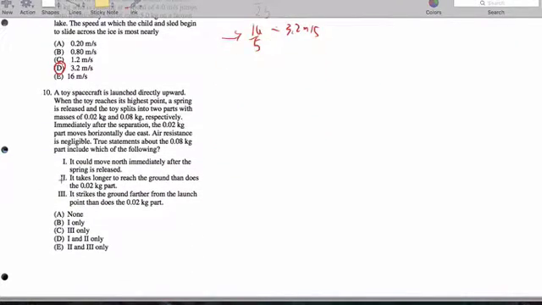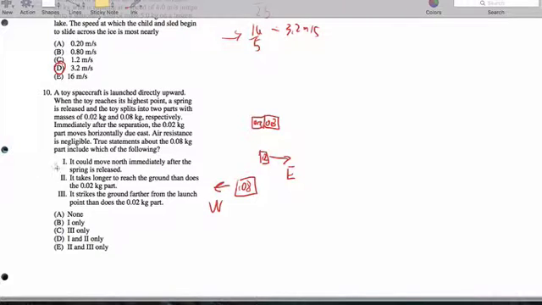All right, a toy spacecraft is launched upwards. When the toy reaches its highest point, springs release. The toy splits into two parts. This is clearly momentum conservation. So we've got this toy. We've got 0.2 and 0.8. Now what's going to happen? The 0.2 moves east, and the 0.8 is going to move west.